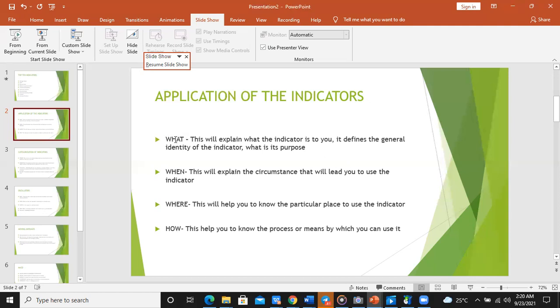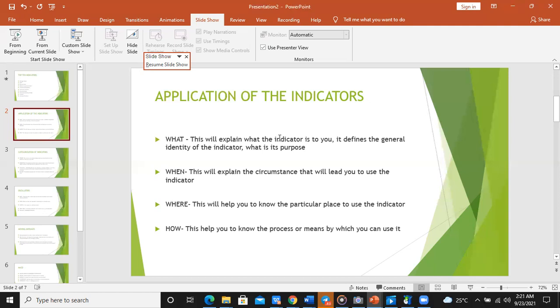All right, so when we talk about the what, this explains what the indicator is to you. It defines the general identity of the indicator. What is its purpose? So when you take an indicator like stochastic, what is it? What is a stochastic? You need to know what it is, or you need to define its general use.